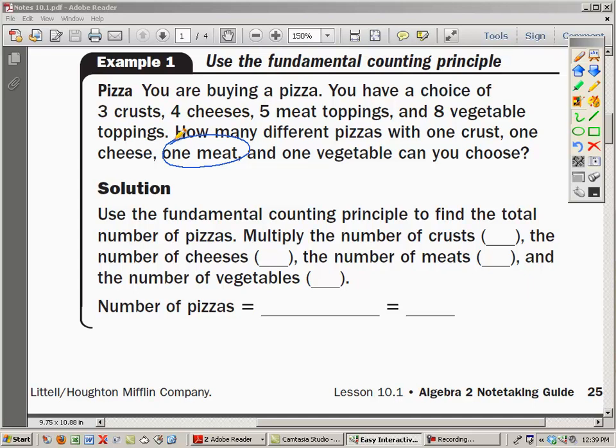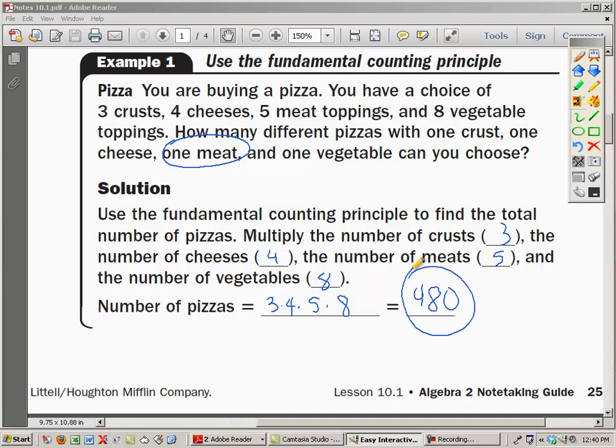And so using the fundamental counting principle to find the total number of pizzas that we can create from this series, you can have 3 different crusts, you can have 4 different cheeses, and we don't want to sit here and write every possibility down because this is going to take us a little while. What we're going to do is multiply the number of crusts, which there are 3 of them, the number of cheeses, which there are 4, the number of meats, which are 5, and the number of vegetables, which is 8. So there are 3 different crusts to choose from, 4 different cheeses, 5 different meats, and 8 different vegetables. And so 3 times 4 times 5 times 8 comes out to 480 different pizza combinations that I can make.